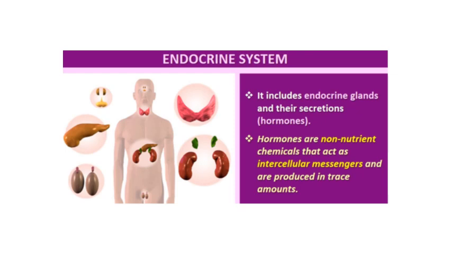Endocrine glands generally include ductless glands. They are found at various places in our body. These glands secrete chemicals called hormones. These hormones are non-nutrient chemicals that act as intercellular messengers and are produced in trace amounts.